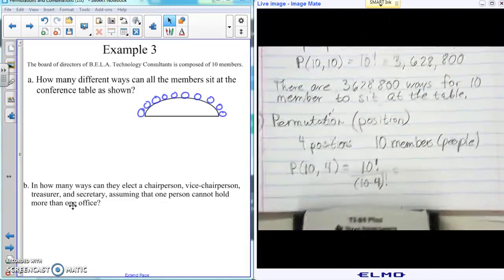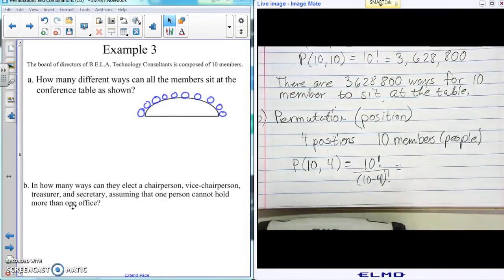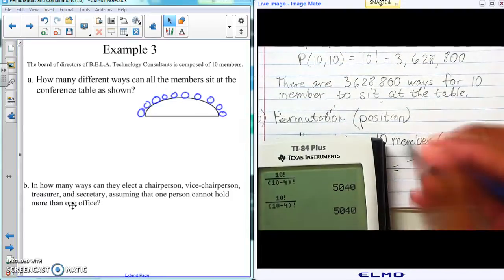So let's do that really quickly too. Alpha y equals gets our fraction. We do 10 factorial over parentheses 10 minus 4 factorial, and we hit enter. And that gives us 5,040.